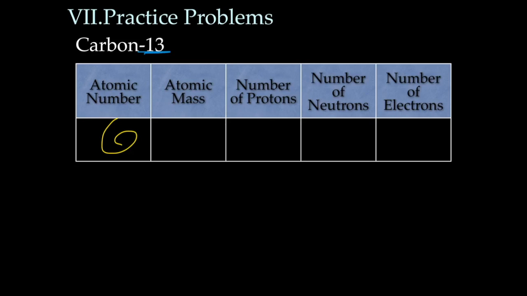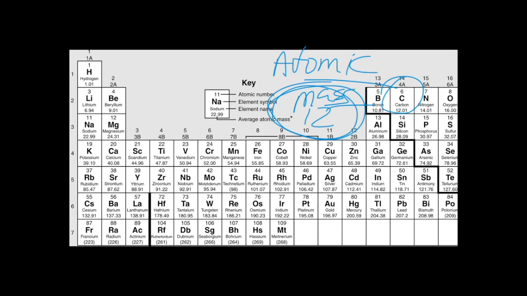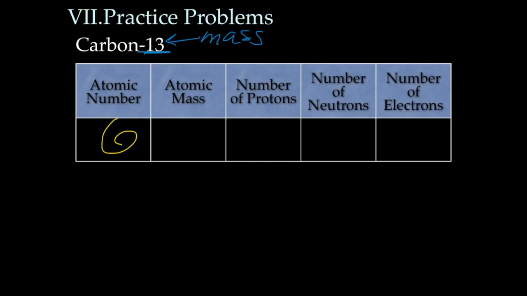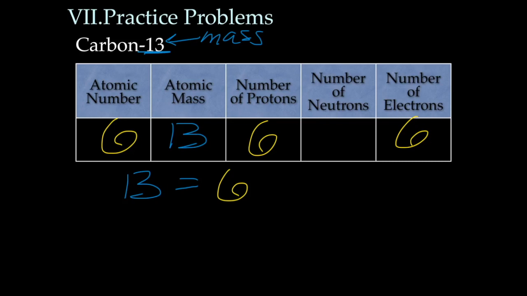Whenever you have a number written like that, that is this particular carbon's mass. Remember, this number here is an average. That 13 is for that particular carbon. So in this particular carbon, the atomic mass is 13. Atomic number is 6, which means we have 6 protons and 6 electrons. To figure out the number of neutrons, we will take the atomic mass, which equals the number of protons plus the number of neutrons. We'll subtract 6 from both sides, and that gives us a 7.